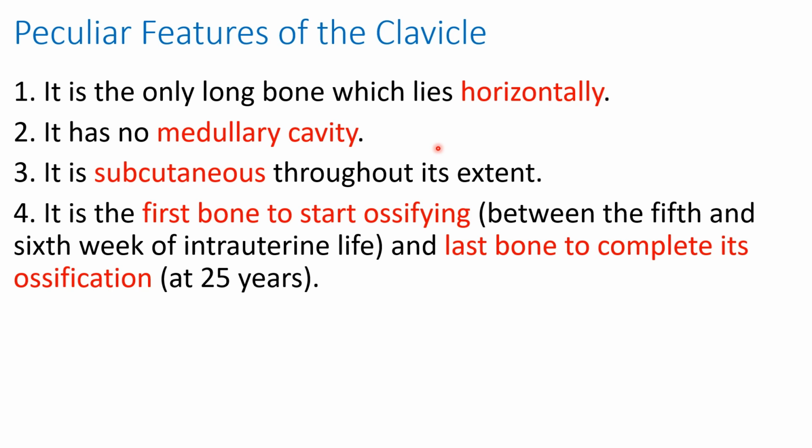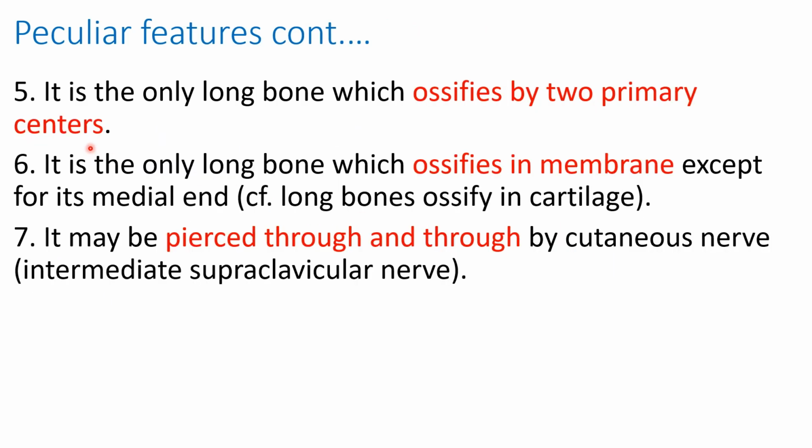Then it is the first bone to start ossifying between the 5th and 6th week of the intrauterine life, and the last bone to complete its ossification at around 25 years. Then the fifth peculiar feature is that it is the only long bone which ossifies by two primary centers.